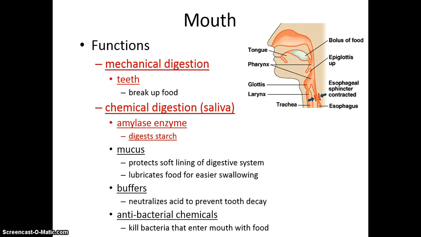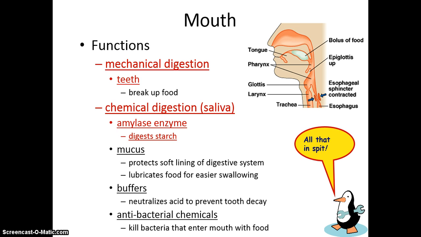You have mucus, which protects the lining of your digestive system and also lubricates your food to make it easier to swallow. You have buffers in your saliva, which help to neutralize some of the acid that's in your food and prevent tooth decay. And then you have some antibacterial chemicals that help kill harmful bacteria that enters your mouth with food. So all of this is what's going on as you're chewing. All of that in your spit.